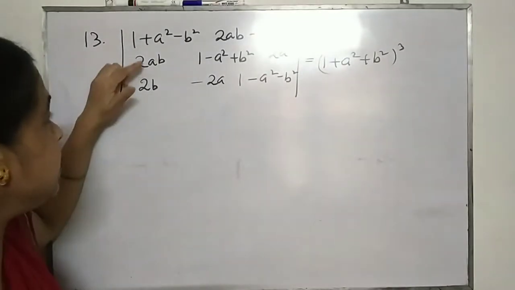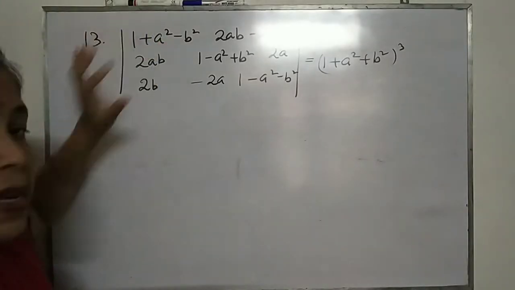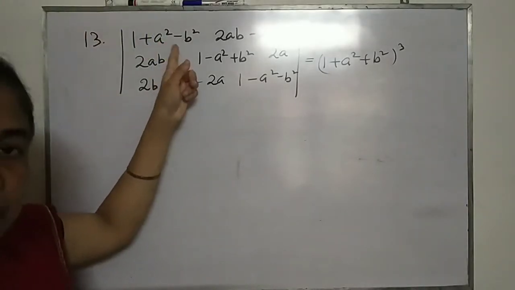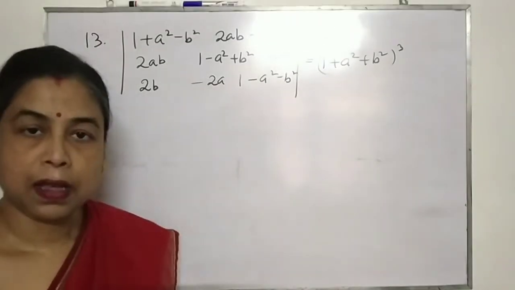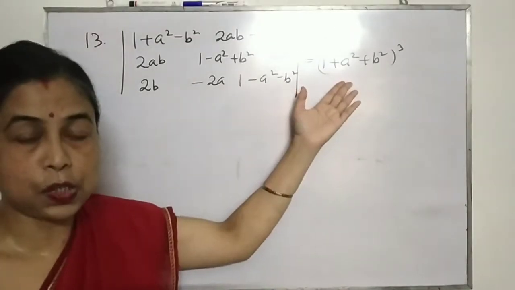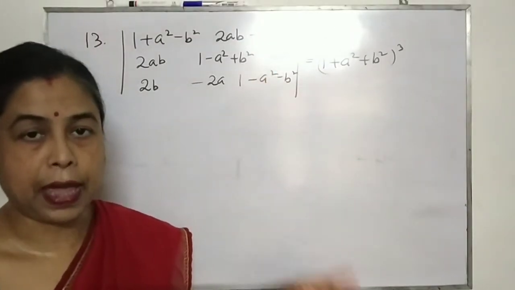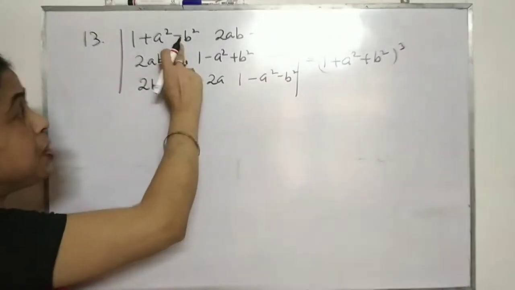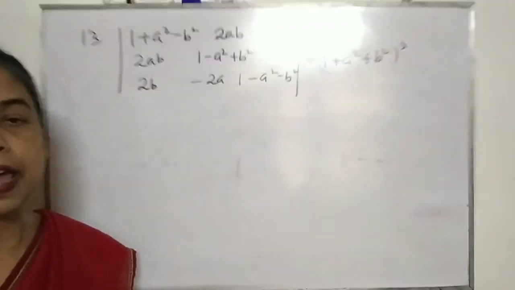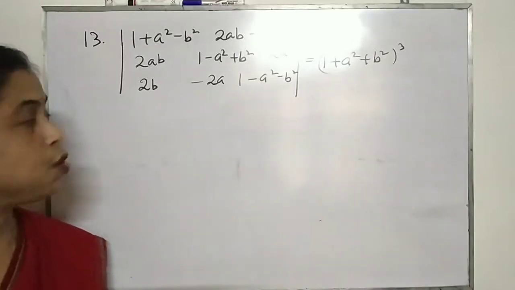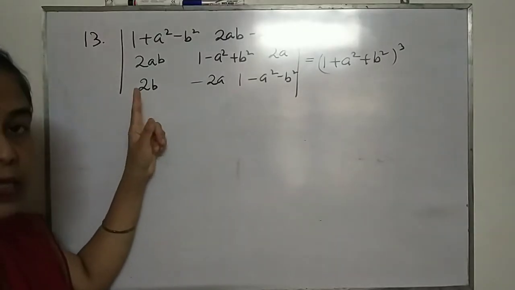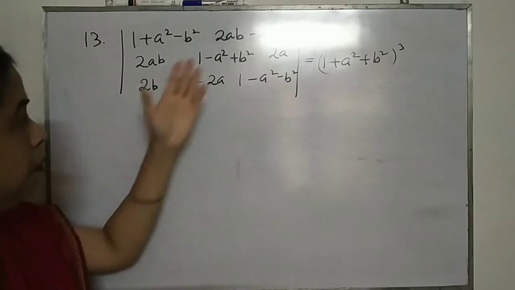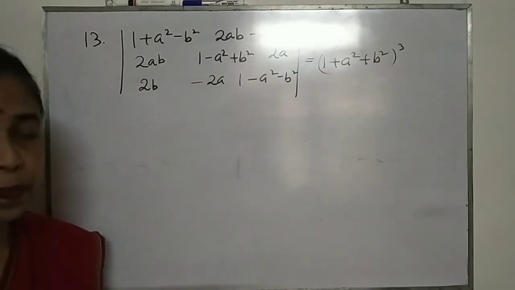So if you see the first element, 1 plus a square minus b square, if instead of minus b square you can make it positive b square, then you will have your answer, at least one of the expression. Okay, so I'll multiply by b, because minus b square can be changed to plus b square if I add here twice b square. So I'll use this third row. Also you may do it in column also.